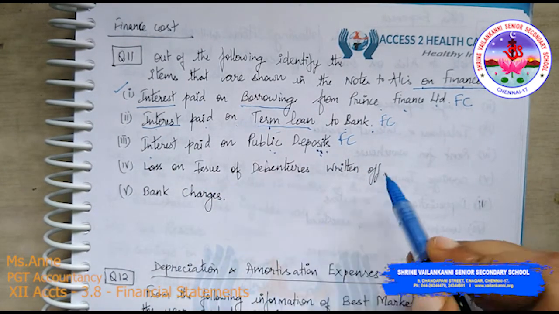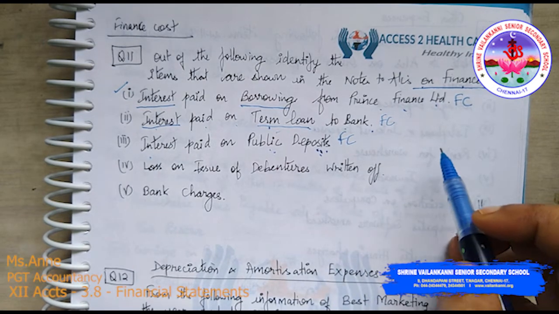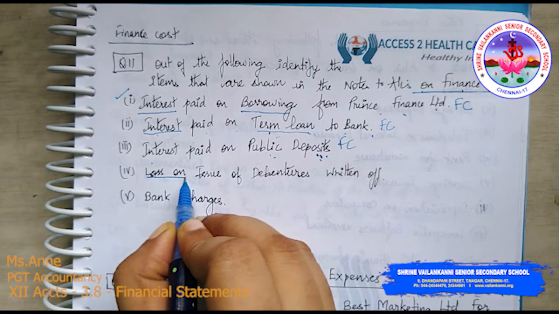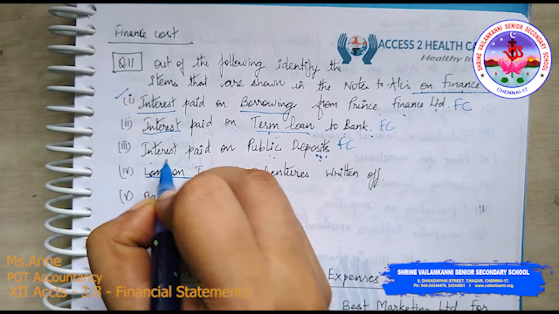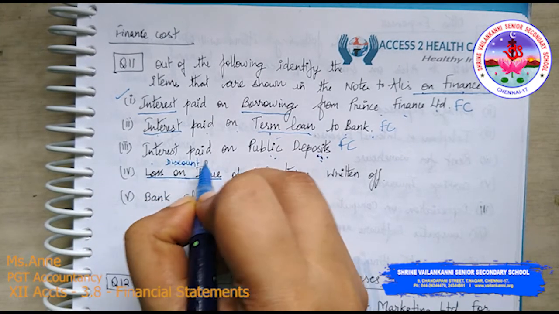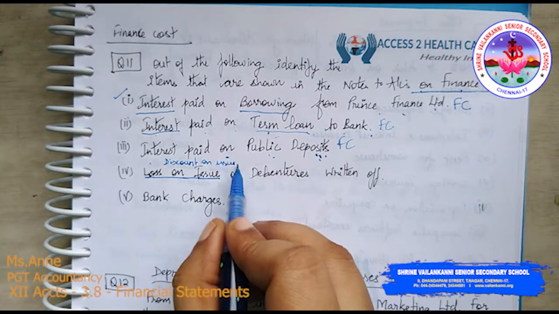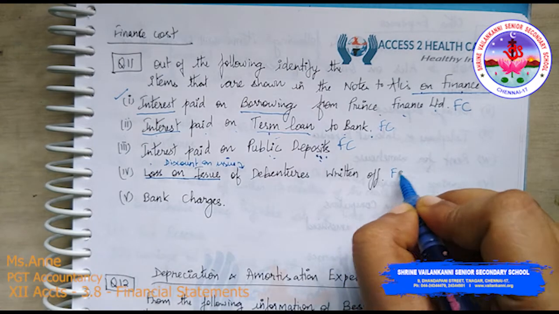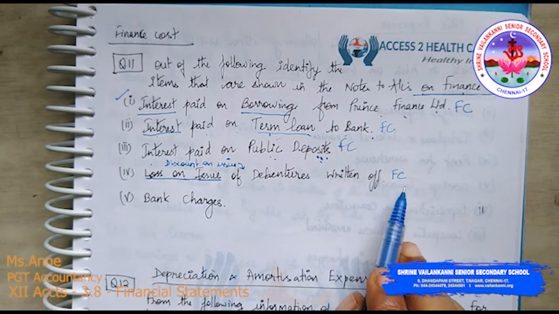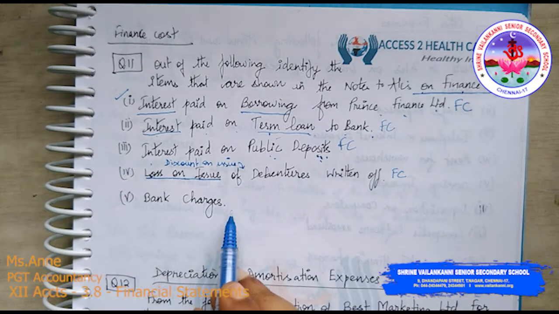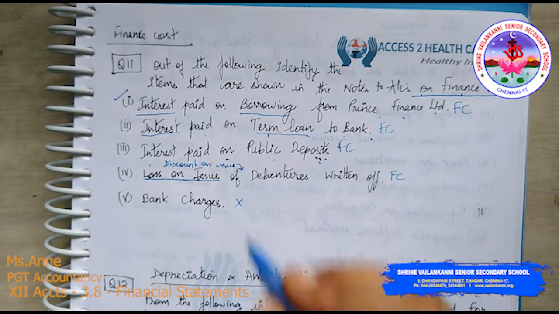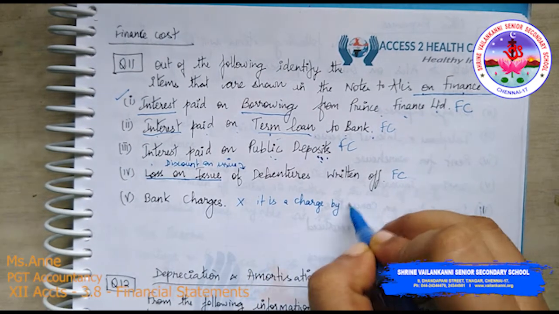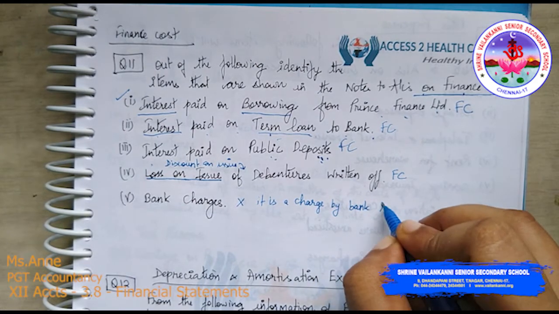Loss on issue of debentures written off. What is this loss on issue of debentures? They are meaning discount on issue of debentures. So will that come under written off? Yes, whether it is written off or not, is it a finance cost? Yes, it is a finance cost. Bank charges, is it a finance cost? No, it is not a finance cost, it is a charge by the bank for rendering services to its customers.